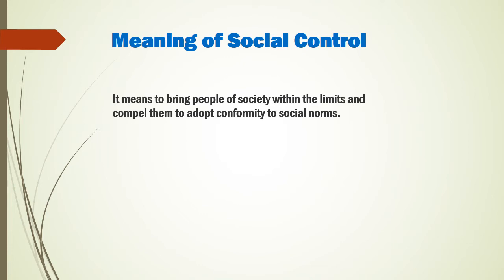It means to bring people of society within the limits and compel them to adopt conformity to social norms. Meaning thereby, social control is that which sets the limits for people in society and compels them to adopt conformity to social norms. That means to bring them together to understand that you have to live within that.